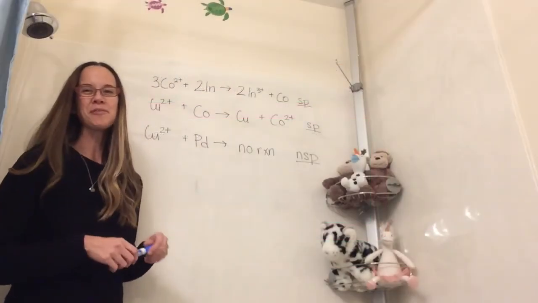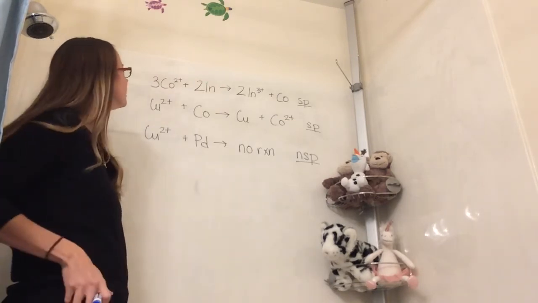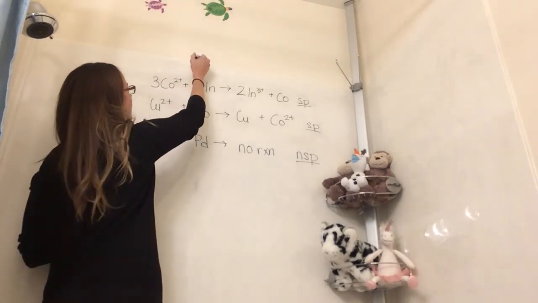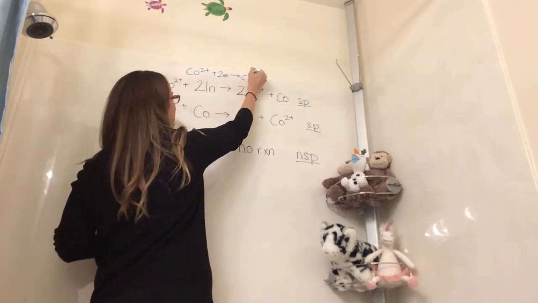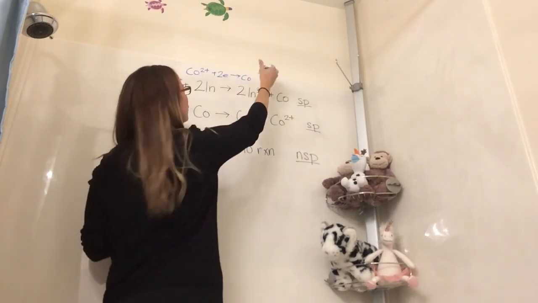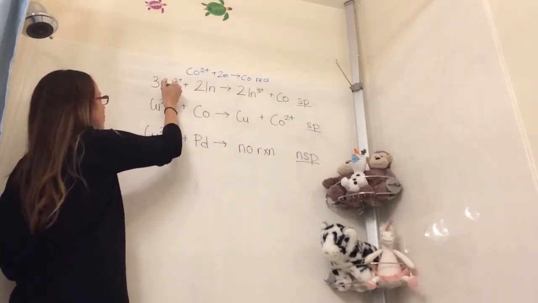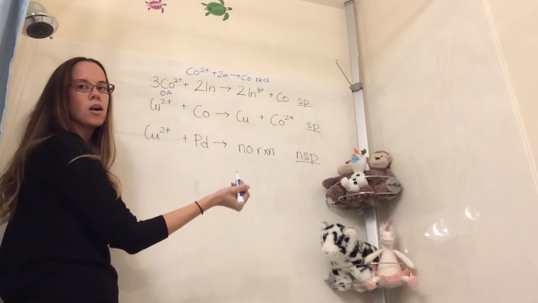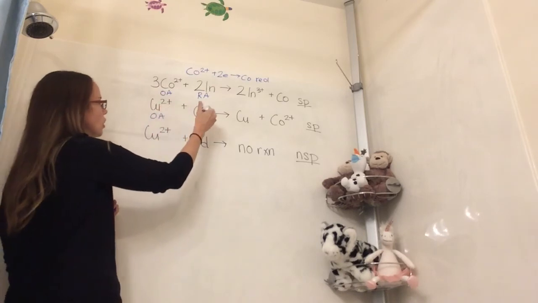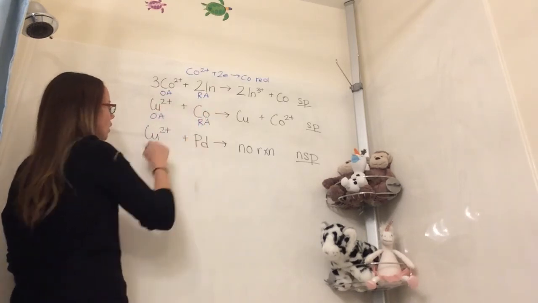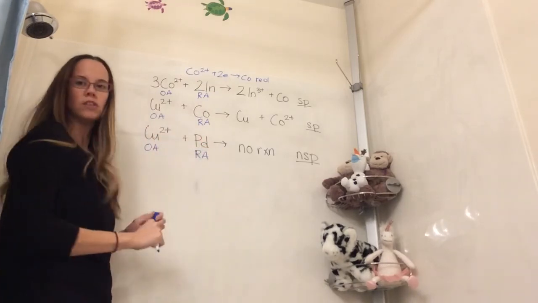Okay, here's our last example for the day. So here we've got cobalt and indium. We've got our cobalt ion and our indium ion. Remember, you can just write yourself a quick half reaction. Cobalt 2 positive must gain electrons to become Co solid. Gaining electrons is reduction. That means our cobalt ion is an oxidizing agent. Our metals then are reducing agents. So copper ion, oxidizing agent. Cobalt solid, reducing agent. Platinum solid, reducing agent.